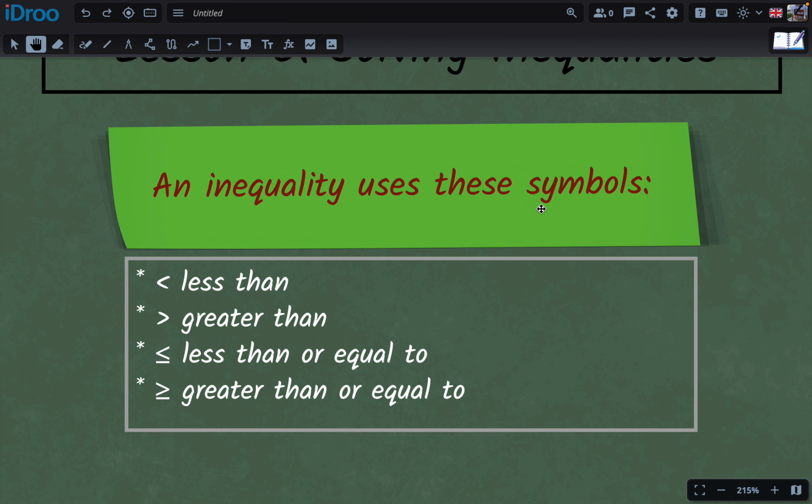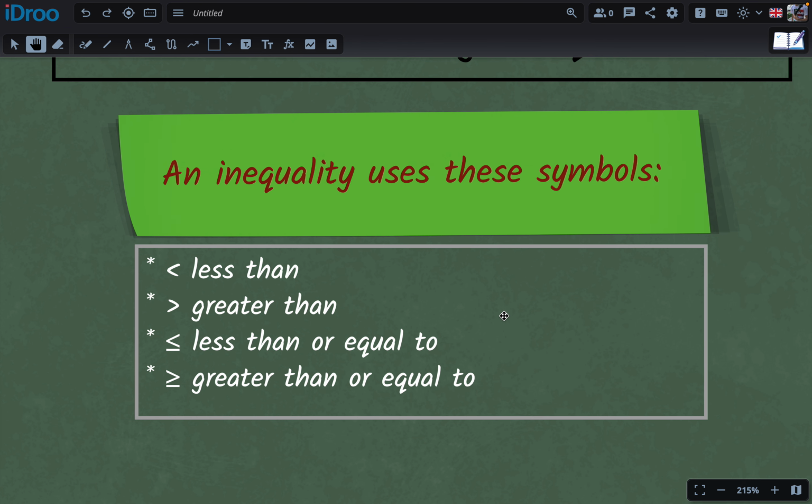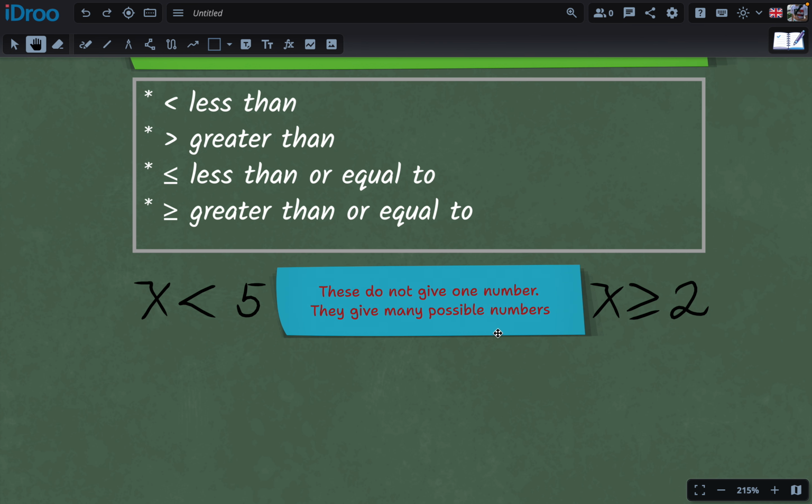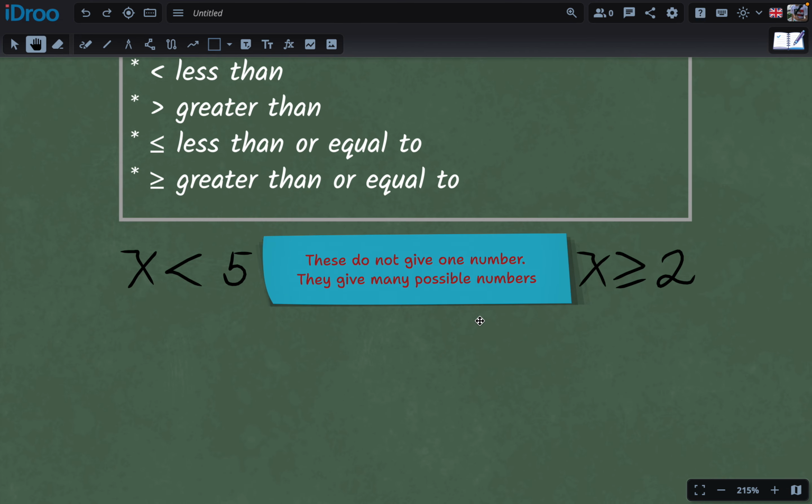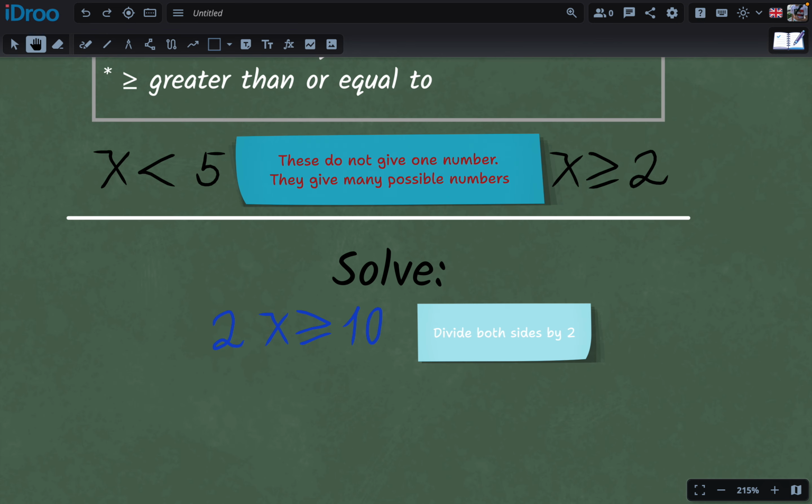An inequality uses these symbols: less than, greater than, and so on. So let's take a look at the examples. These do not give one number, they give many possible numbers. So let's move to solving them.